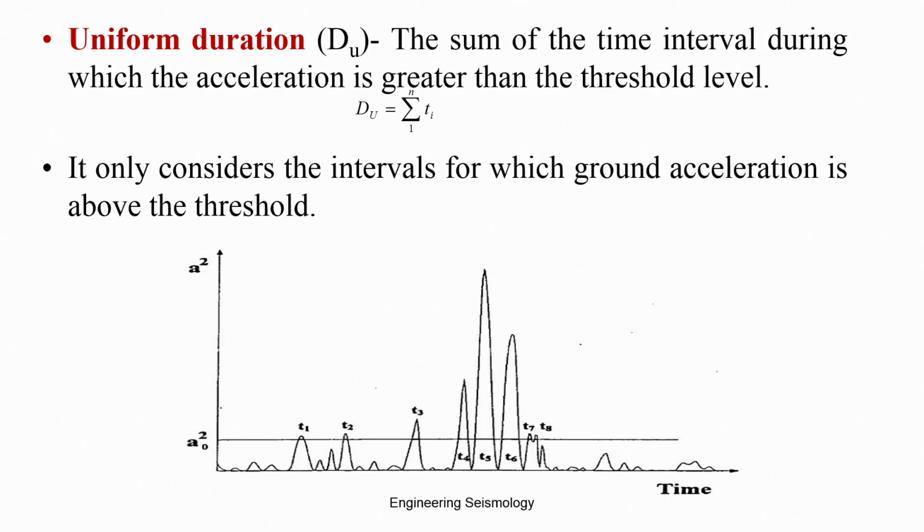The next one is the uniform duration. The sum of the time intervals during which the acceleration is greater than the threshold level is called the uniform duration. The threshold value is left to the user; you can define whatever threshold value. You plot the absolute acceleration versus time history and only consider the intervals for which the ground acceleration is above the threshold value. For example, you define this as the threshold value, then the times T1, T2, T3, T4, T5 wherever it exceeds. The summation of these is the uniform duration of the ground motion. You can define the threshold value as per your choice.